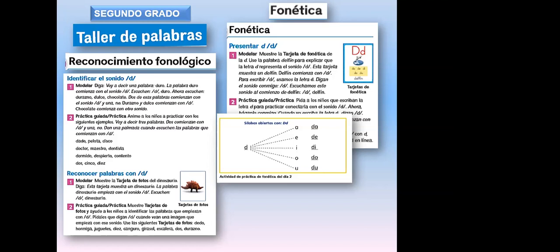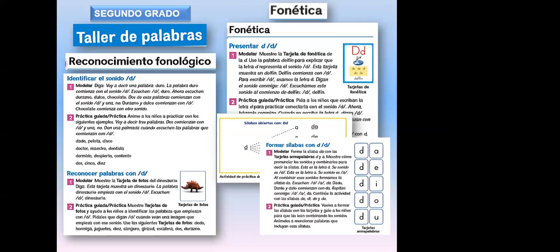Additionally, you have tarjetas armapalabras, or your word building cards. These word building cards are going to give you and your students an opportunity to take the building of those sílabas from the concrete to the abstract. So giving the students an opportunity to build words physically is one of the most effective strategies in teaching students how to blend sounds, how to combine sílabas in our case, right?